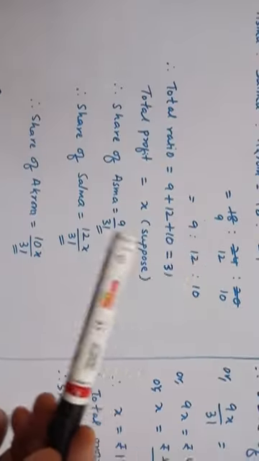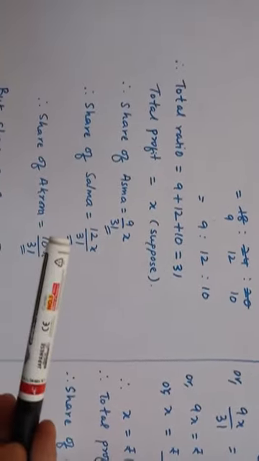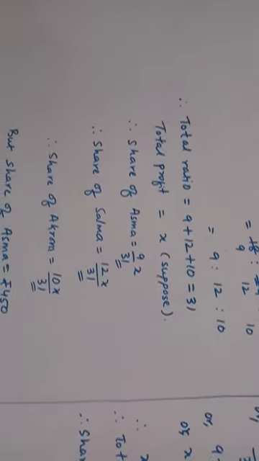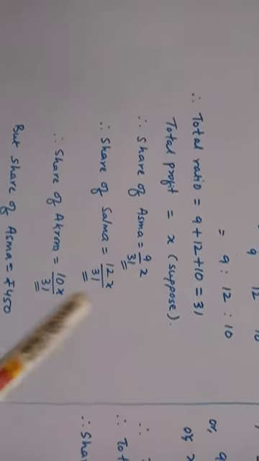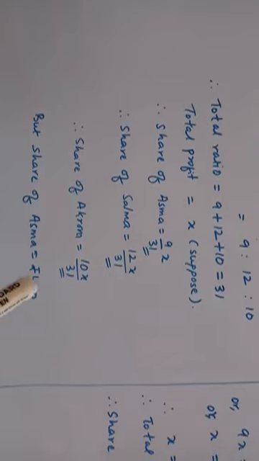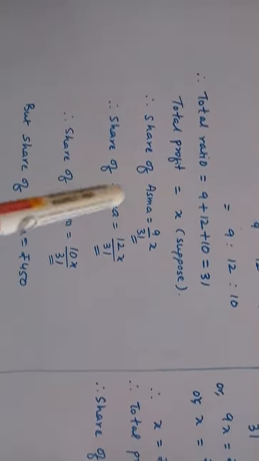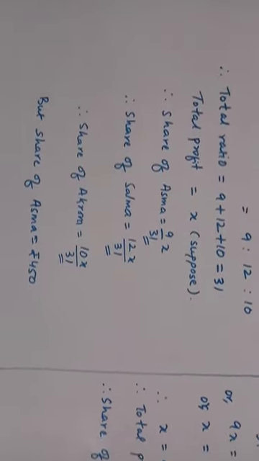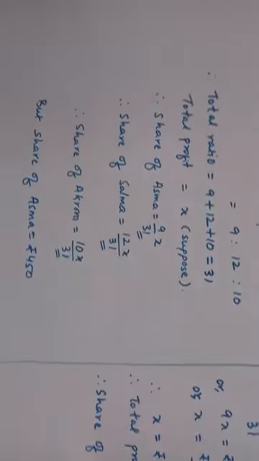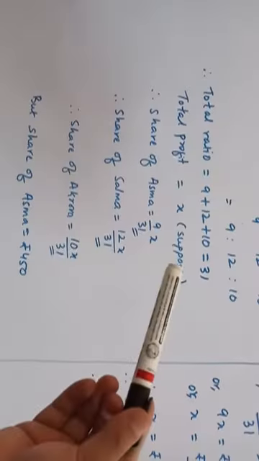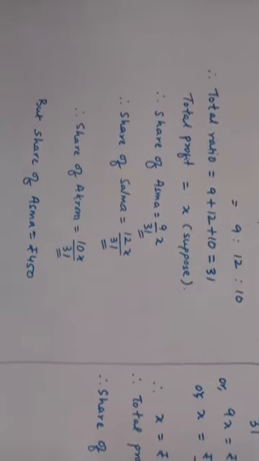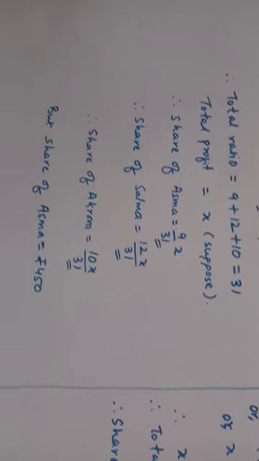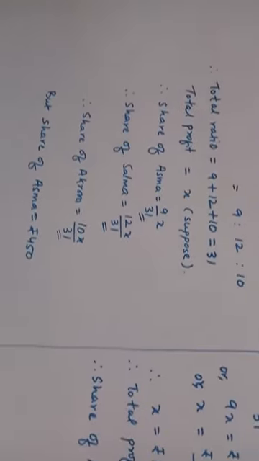Share of Salma, ratio of Salma 12 divided by total ratio 31 multiplied by total profit X. So 12x by 31. And similarly we do the same for Akram. But in this question, share of Asma was already mentioned, that is 450. As I already told you, if anything is missing in the question, something is given. So here total profit was missing and the share of Asma was mentioned. In some cases you find both missing, so you have to solve accordingly.